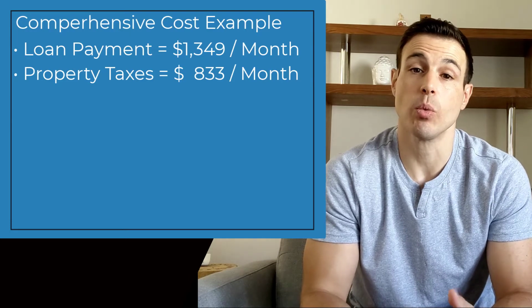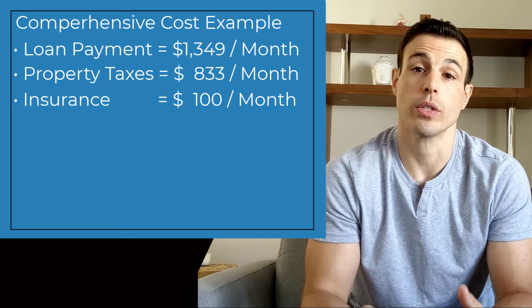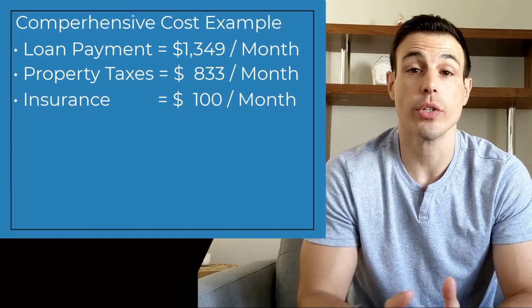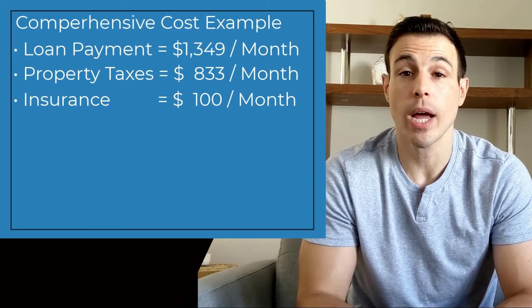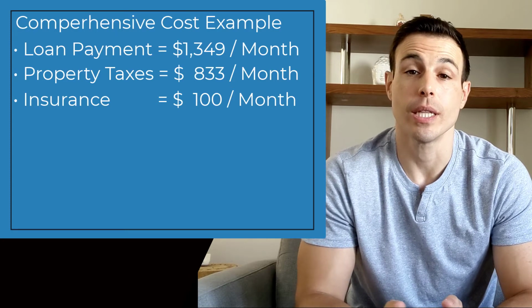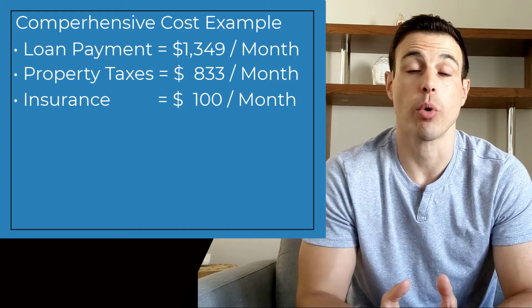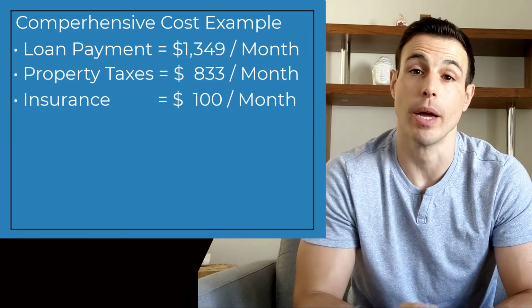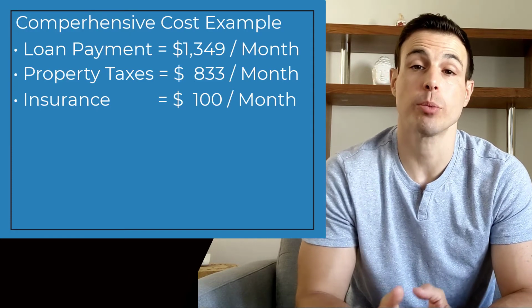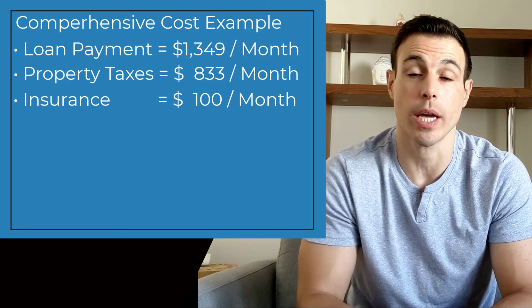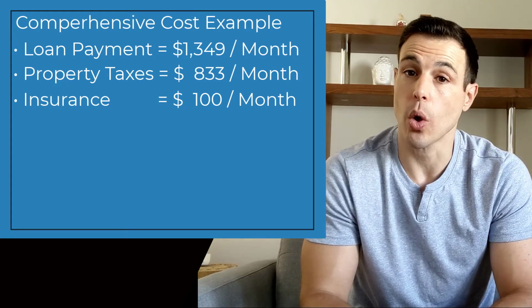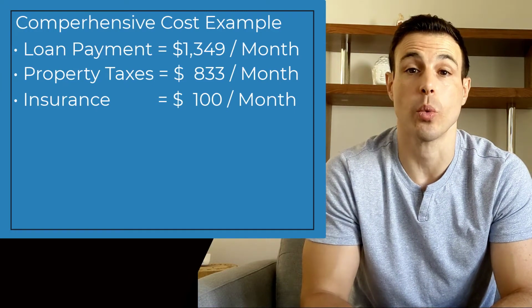And for this example, we're going to assume that this cost is $100 per month. Now, just as a quick aside regarding insurance on your house, if you put down less than 20%, the lender is also going to require you to purchase private mortgage insurance, and you'll commonly hear this referred to as PMI insurance. And this insurance protects the lender from losses in case, for whatever reason, you default on your loan.